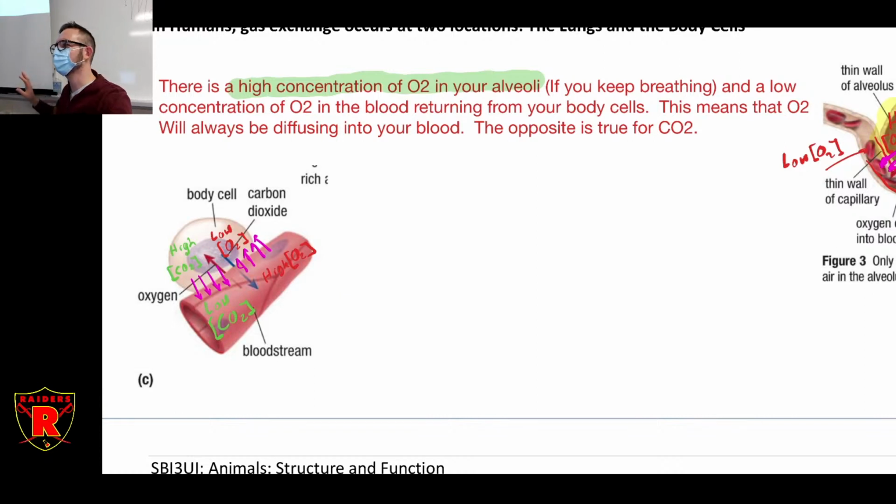High concentration in the alveoli of oxygen, low in the blood, means oxygen is continuously diffusing into your blood. And the exact opposite is true for CO2. High CO2 in the blood, low in the alveoli, means CO2 is continuously going to go out. As soon as you stop breathing, you stop doing that, or at least you progressively stop doing it, leading to unconsciousness. I mean, pretty much the big takeaway from this lesson is don't stop breathing. And then you'll be good.